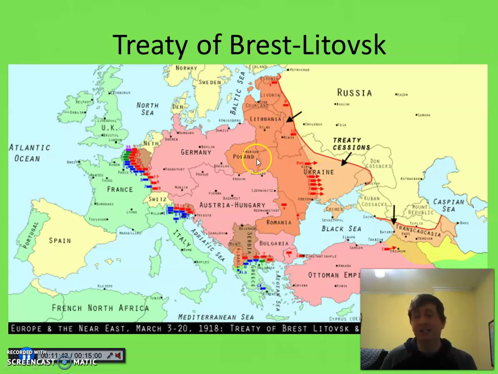And Lenin realizes that if he doesn't sign this treaty, then the Germans are just going to march all the way to Moscow, and the revolution is going to be over. So he signs the treaty. Peace comes to Russia. The war is over after millions and millions of lives were lost. We'll get to that tomorrow.